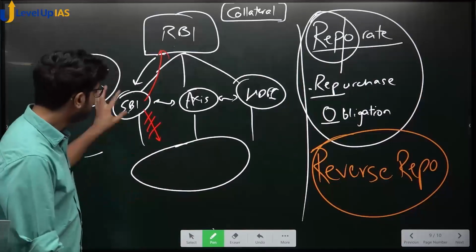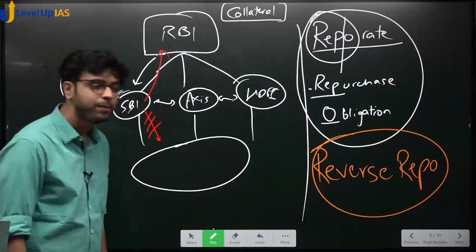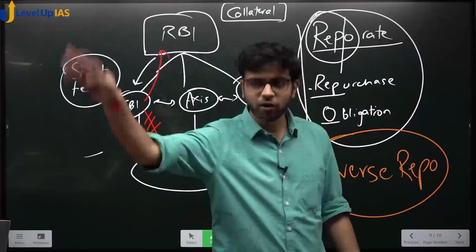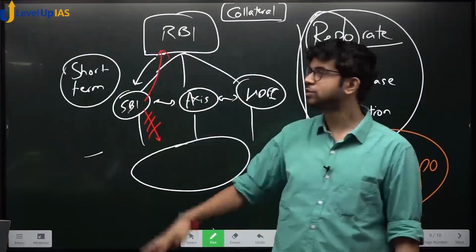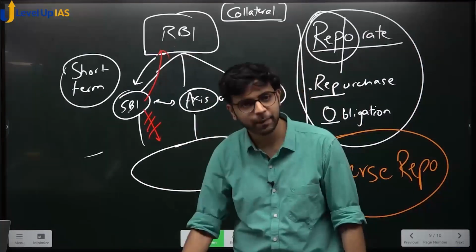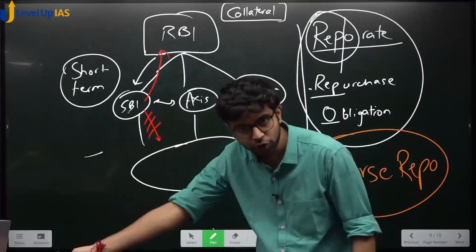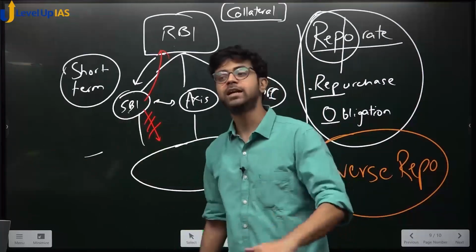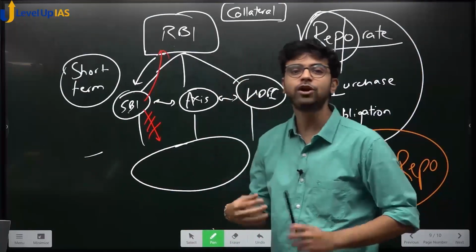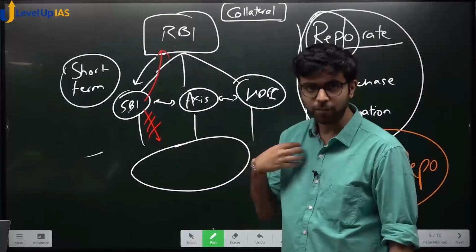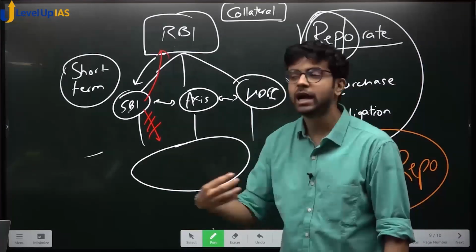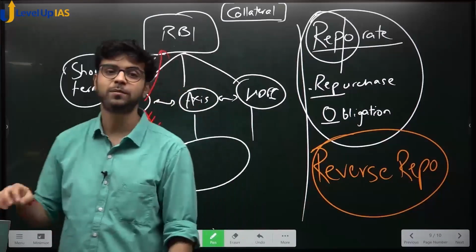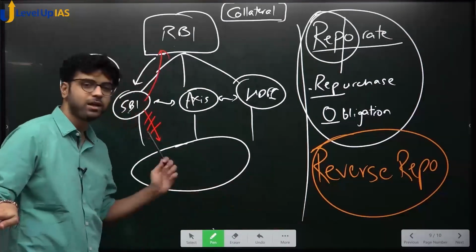So don't think about SBI now, think about RBI. If RBI wants to increase money supply in the economy, it will tell its agents, take all the money at the repo rate. I am reducing my repo rate so that it becomes easier for you to take money from me and supply it in the economy. If I am increasing my repo rate, which means I am making it costlier for you to access my money, it is difficult for you to access my money. If it is difficult for you to access my money, it is difficult for you to lend out money.